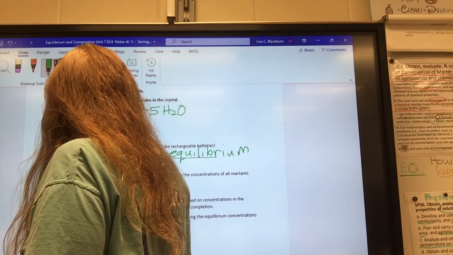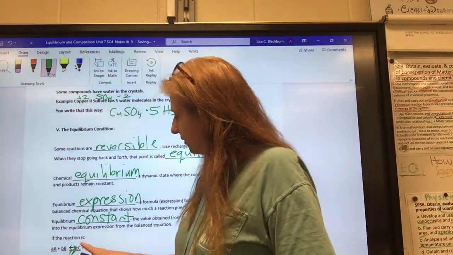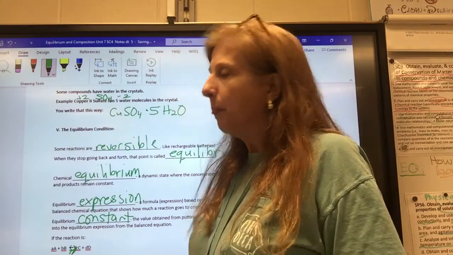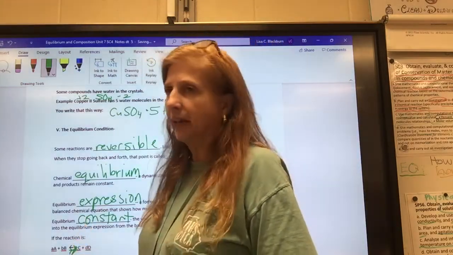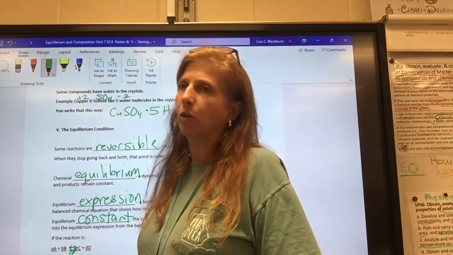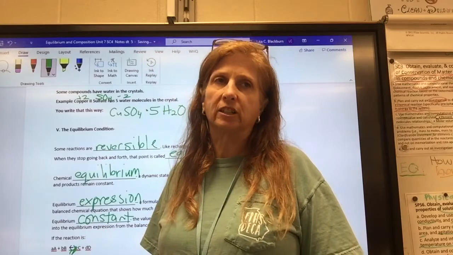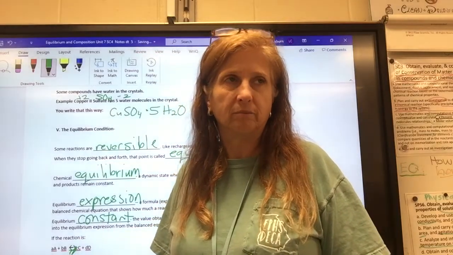My computer won't make arrows both ways on top of each other, so draw that in. Little c, little d, big D. The big A and big B are the reactants. The big C and the big D are the products. The little a, b, c, and d are the coefficients of the balanced chemical equation.